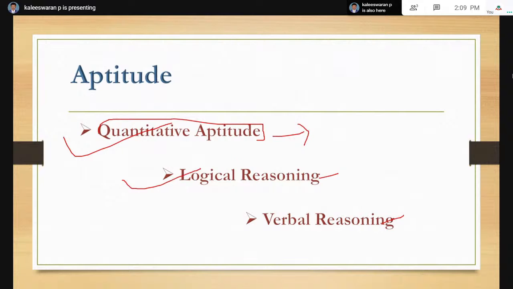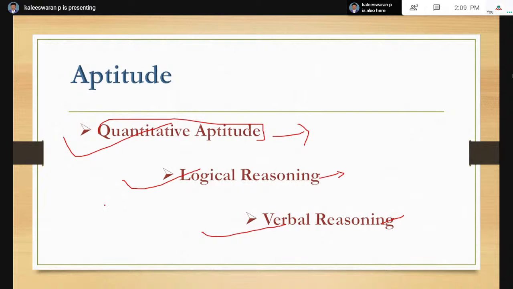And the second one is logical reasoning. This is related to how to solve logical problems. The topics are seating arrangement, syllogism, blood relation. These topics come under logical reasoning. And the third one is verbal reasoning. It is the tool to check your English grammar ability, verbal ability. So these are the three major areas.